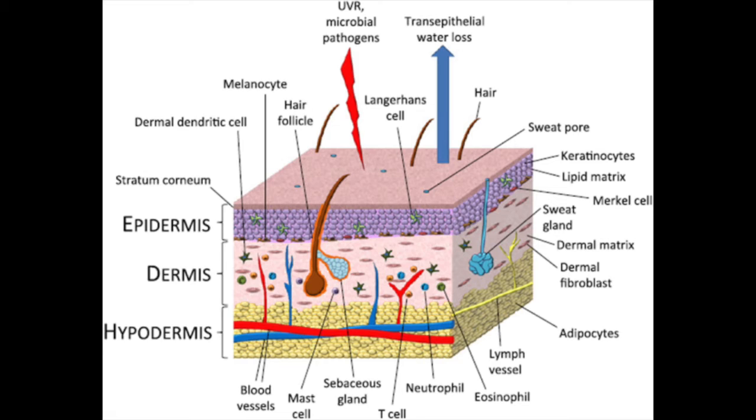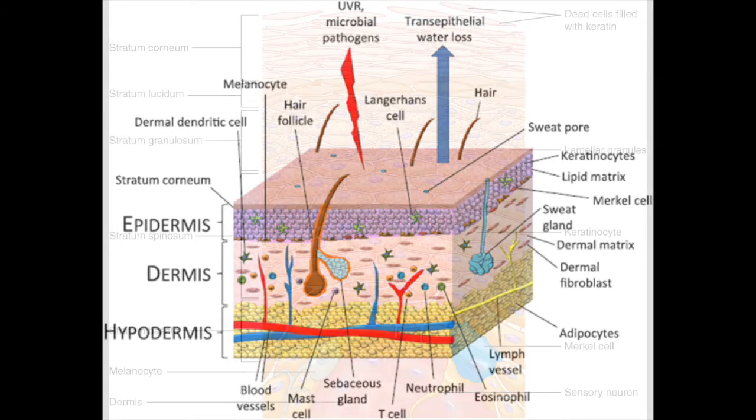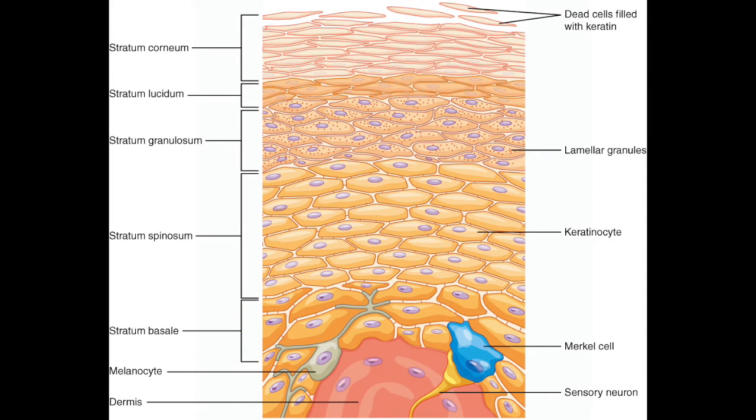Epidermis is made up of keratinocytes. Keratinocytes produce keratin, which is a type of protein. So your skin, your hair, your nails, they're all made of keratin. It's a dead protein. Your epidermis is then split up into 5 layers. So these layers then have a number of layers within themselves.